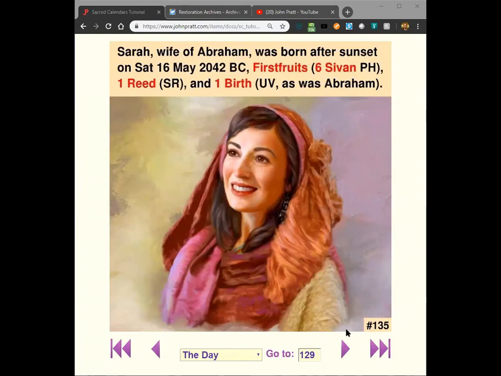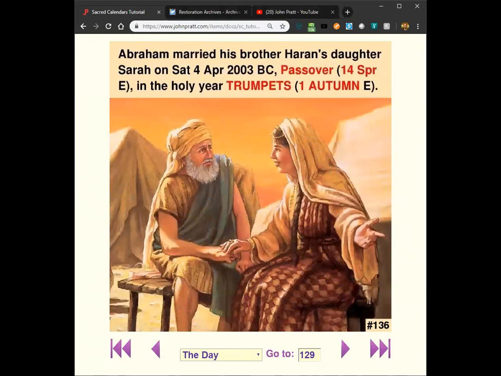Let's go to 136. Now we're getting to Abraham's marriage date. He marries Sarah. Sarah is his brother Haran's daughter. So Sarah's actually his niece. His brother Haran was like 32 years older than he was. And he died before; there's a story there. He dies, and he has a daughter. He actually has two daughters. And Abraham marries one of the daughters, and Abraham's other brother, Nahor, marries the other. So the two brothers marry the two daughters of Haran.